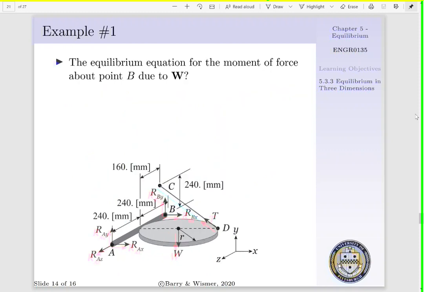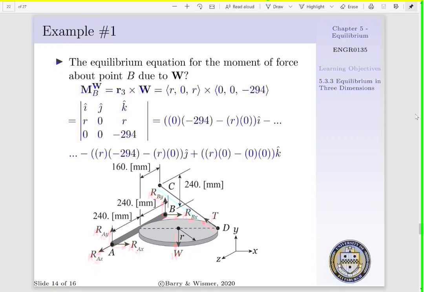Lastly, we can take our moment of force about point B due to the weight of the lid. That is, we can say our moment of force about B due to W is equal to R3 cross W, where R3 is our position vector going from B to the point of application of our weight, which is given as R, 0, R. And we cross this with our weight, which is given as 0, 0, minus 294. So we'd have the determinant of i hat, j hat, k hat, R, 0, R, 0, 0, minus 294, which gives us the quantity 0 times minus 294 minus R times 0, existing in the i hat direction, minus R times minus 294, minus R times 0 in the j hat direction, plus R times 0 minus 0 in the k hat direction.